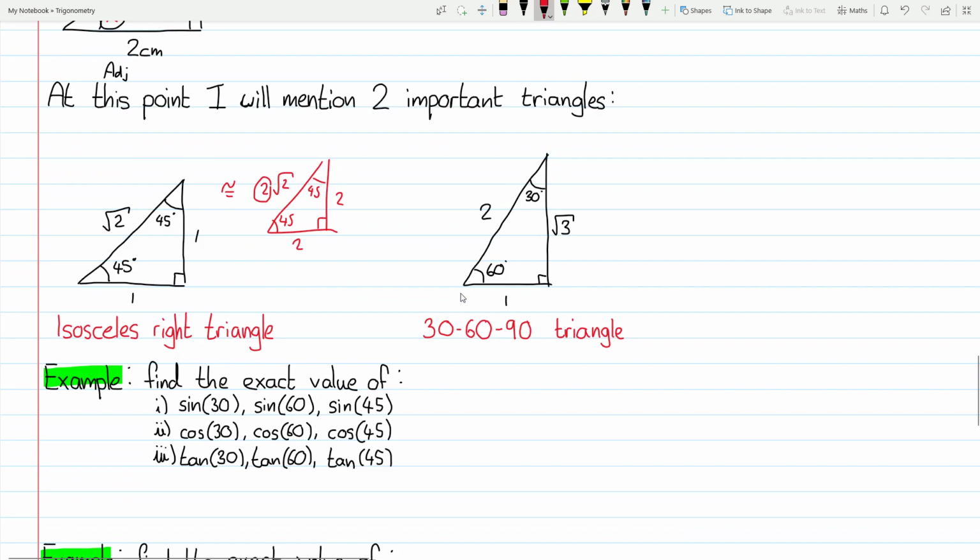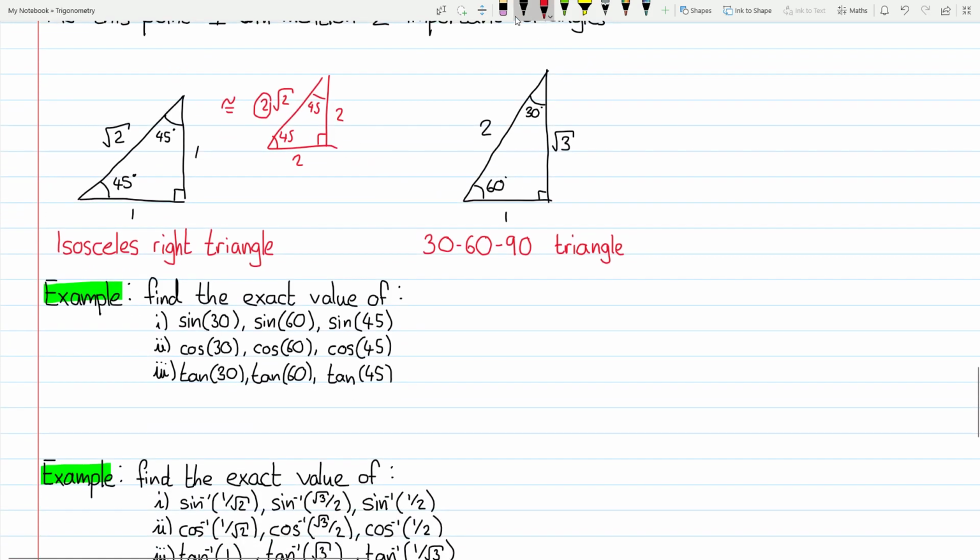So yeah, we have a similar right triangle here, where we have 30, 60, and 90, called the 30, 60, 90 triangle, funnily enough. And we can figure out the sides. If you draw this triangle with one side length of 1, then you can measure everything else with a ruler. So let's try and use these triangles to our advantage.